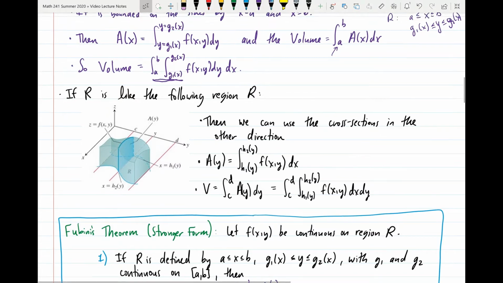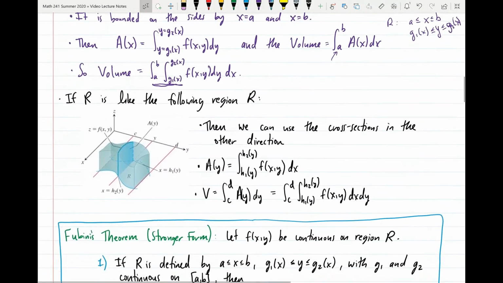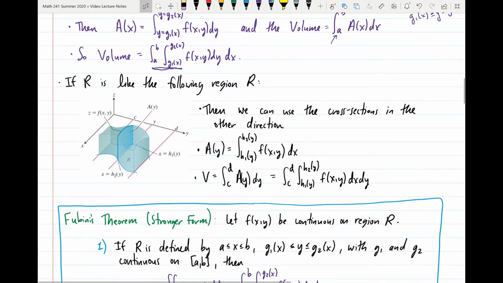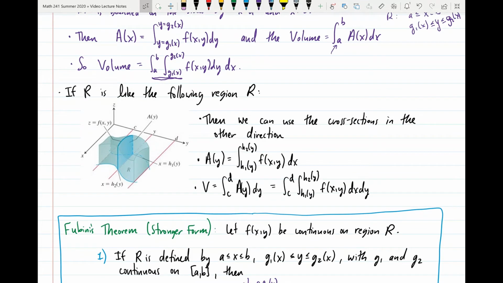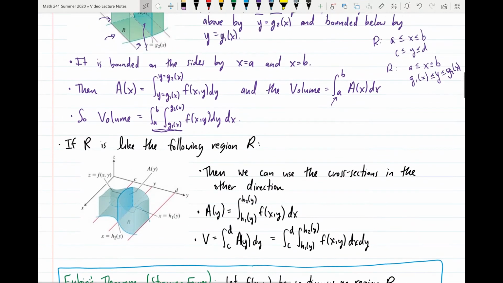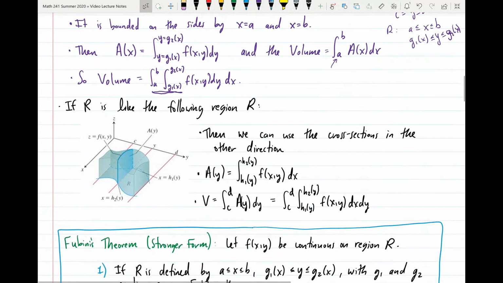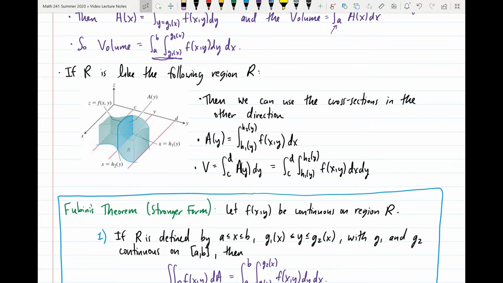So instead of the region R that we have above, let's say that the region in the plane is like the following region that I have in this diagram, and we can use cross sections in the other direction. Now we're going to have cross sections that are perpendicular to the y-axis, whereas the cross sections from the previous diagram would be perpendicular to the x-axis. And again, in this case, we're going to integrate with respect to x first, and then integrate with respect to y.